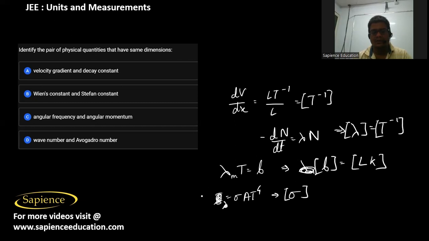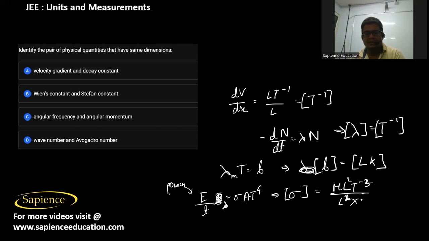So it is equal to the energy, the radiation energy by time, which is the power of the electromagnetic radiation. So this will be ML square T power minus 2 by time, that is ML square T power minus 3, by A, that is L square, into T, T is Kelvin power 4. So obviously the Wien's constant and the Stefan's constant are not having the same dimensions.